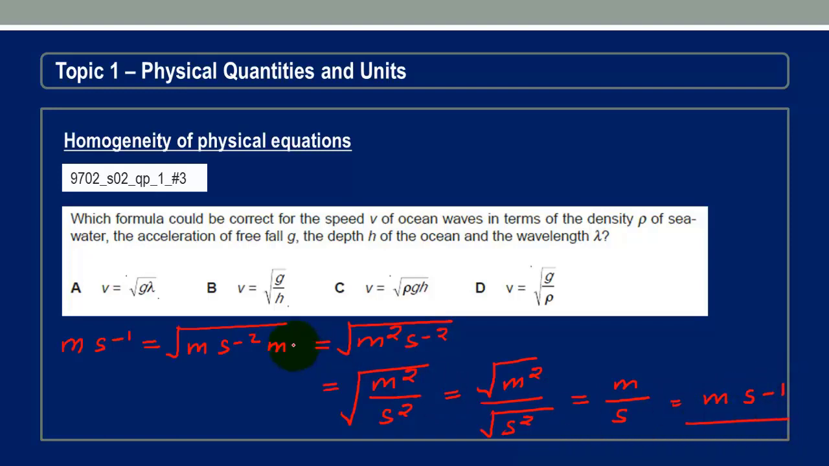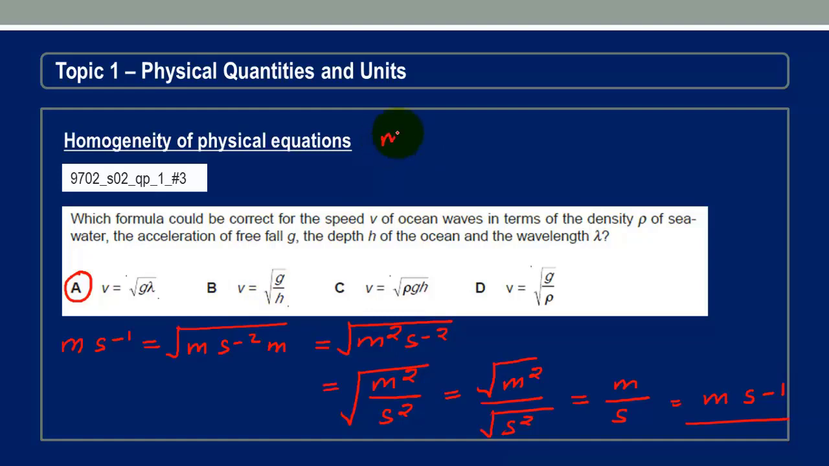So we find that in this choice, the unit on the left-hand side of the equal sign is meters per second, and the base unit on the right-hand side of the same equation is meters per second. So this equation here is homogeneous with respect to base units. We can go ahead and use the same method for B. But when we do that for B, we'll find that the unit on the left is not equal to the unit on the right. Let's see what happens here.